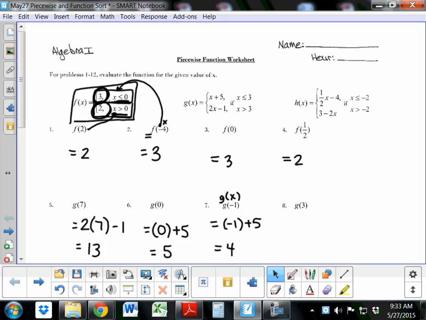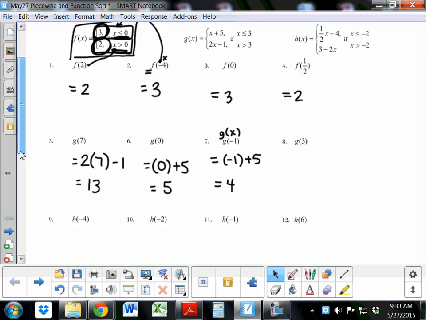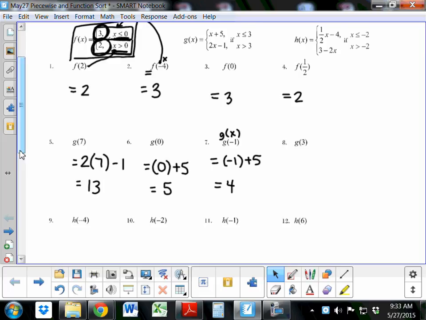What was number 9? Number 9 is just asking you to now use function h. So you're going to look at the restrictions and say, which of these should I use, the top or the bottom? With the -4, I'm going to use the top. Good, because -4 is less than -2. So I would use the top equation. And again, I'm just plugging in the -4 for x.